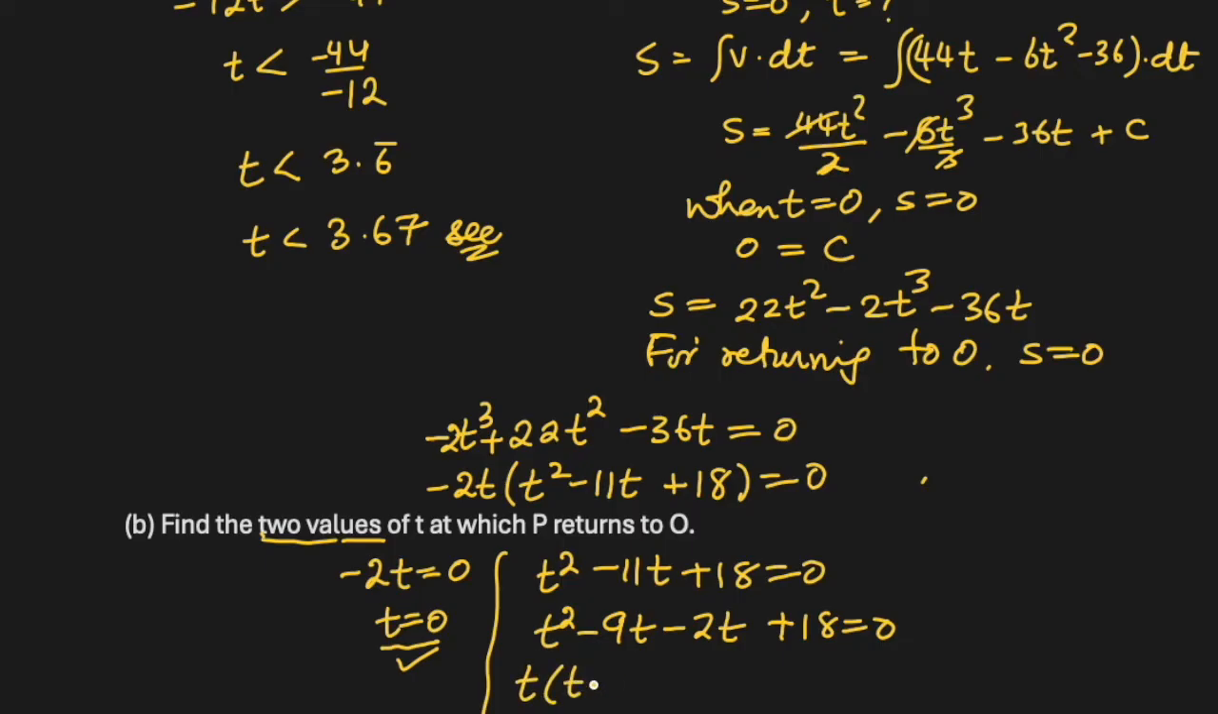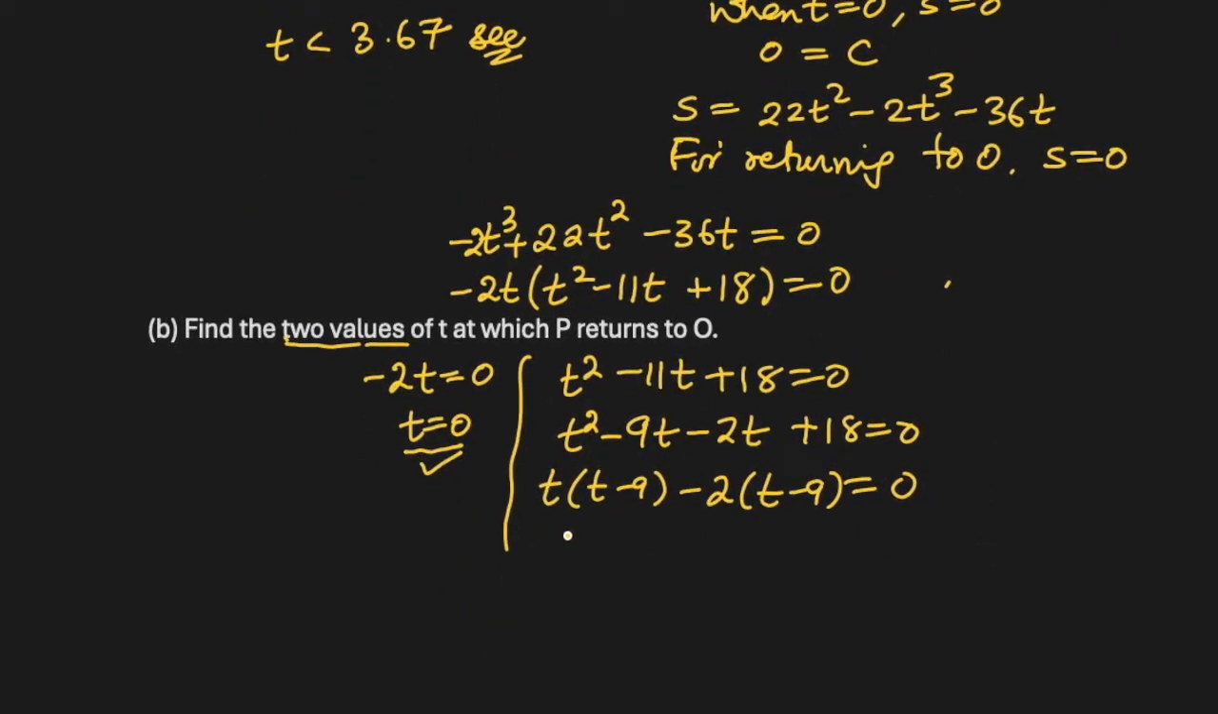So t minus 9, minus 2, t minus 9 equal to 0. And we get t minus 9, t minus 2 equal to 0. So that gives me t equal to 9 and 2 seconds. These are the two times when this particular particle comes back to O.